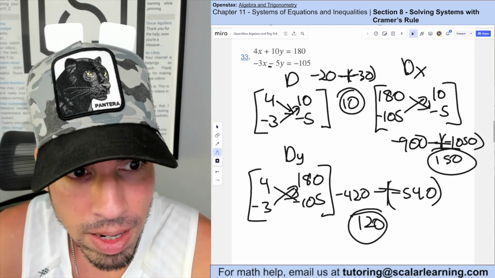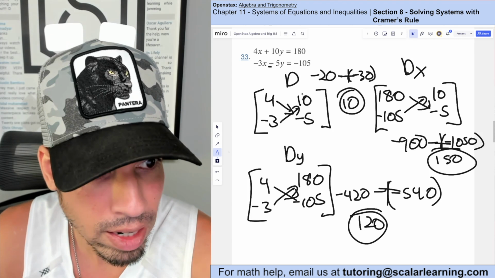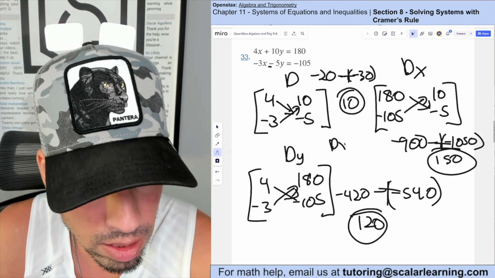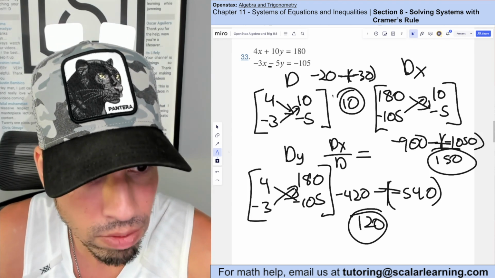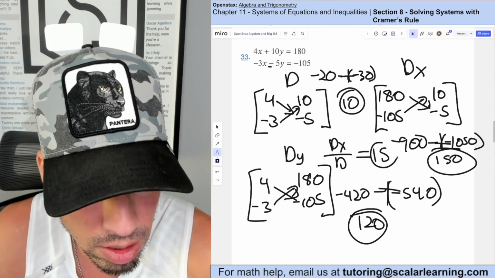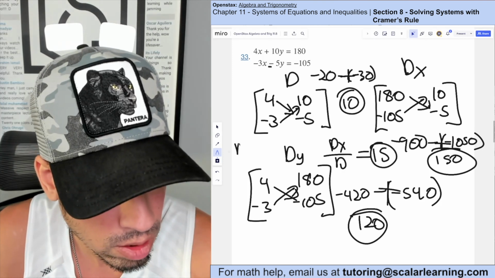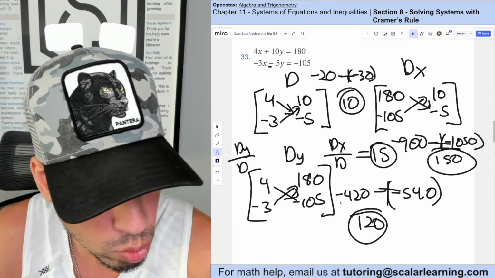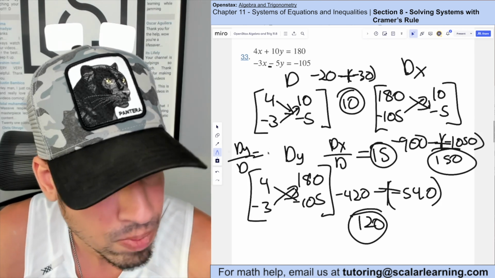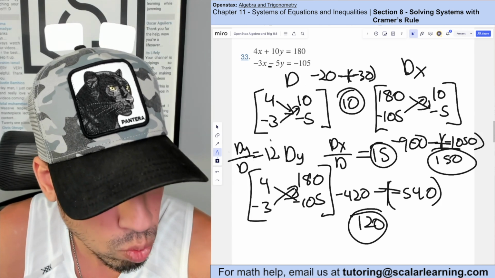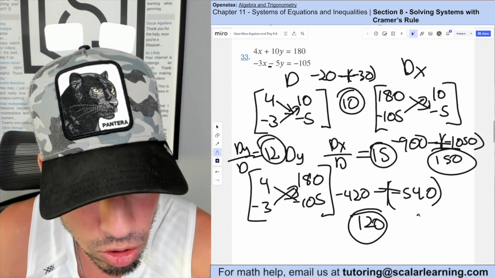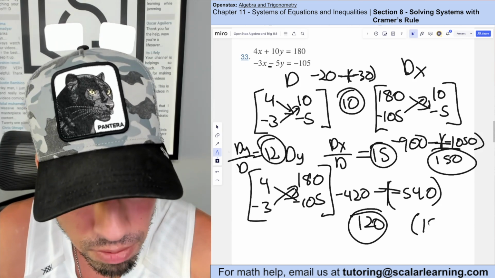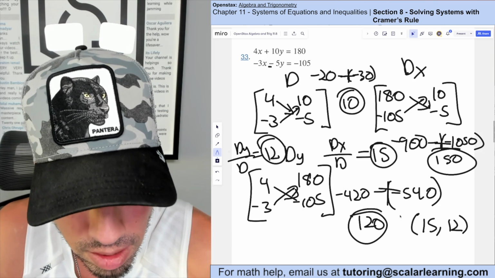Okay. Now to get my x value, I do dx divided by d, right? That's 150 divided by 10, which is 15. And then to get my y value, it's dy divided by d, which is 120 divided by 10, which is going to be 12. So then my final answer in coordinate form is 15, 12. That's how you do it.